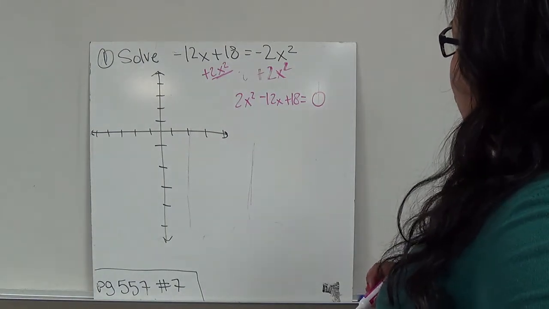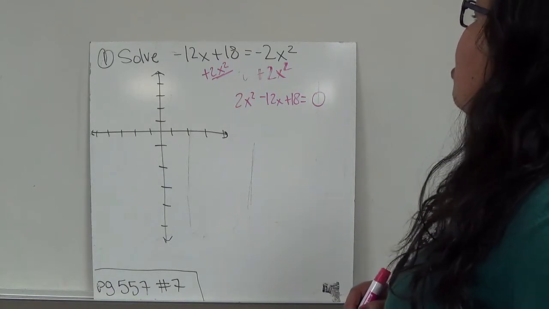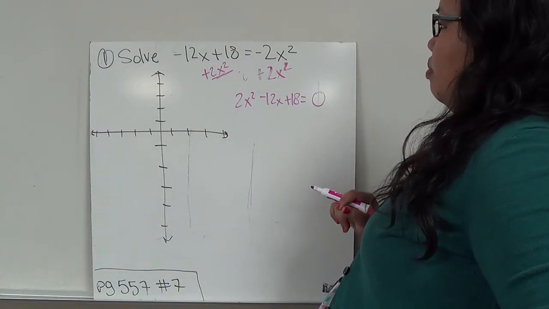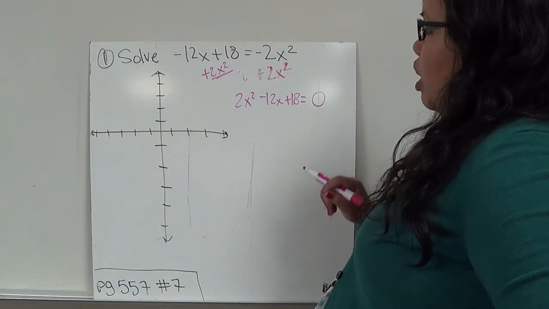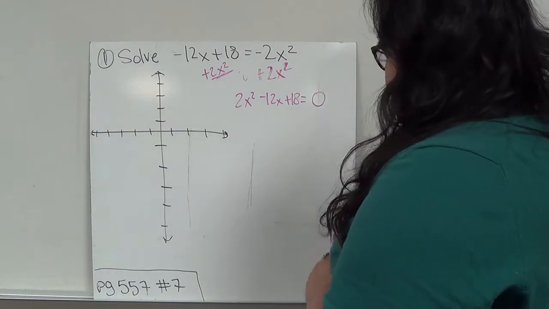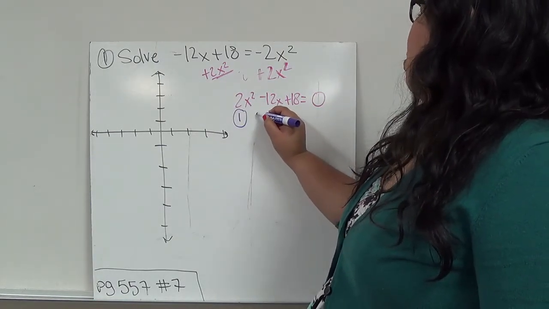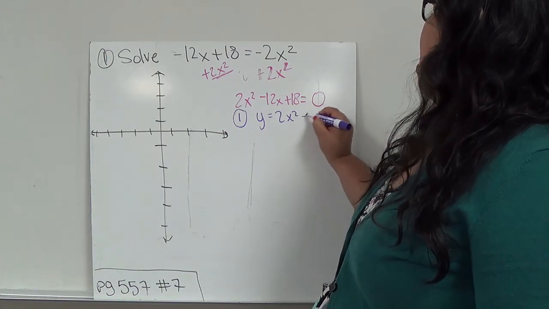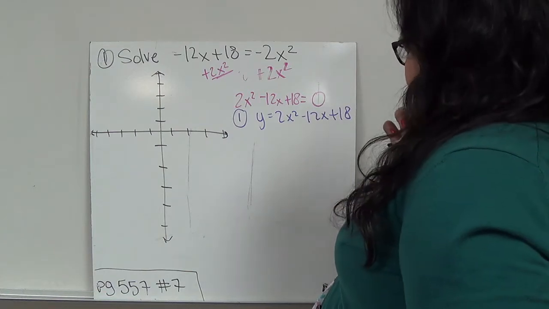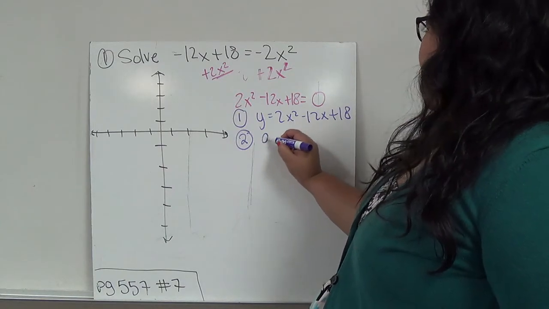Okay? So now I have to solve this problem. So 2x squared minus 12x plus 18 equals 0. All right, so my first step, sorry, I kind of zoned out for a minute. My first step is to write the related equation. So it's y equals 2x squared minus 12x plus 18. Yes?